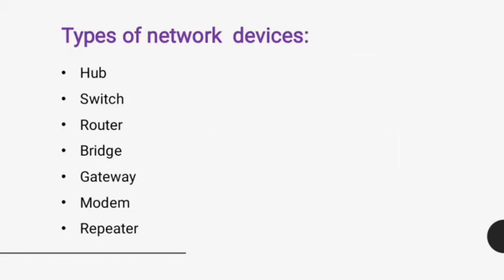Types of network devices. Here is the common network device list: hub, switch, router, bridge, gateway, modem, and repeater.